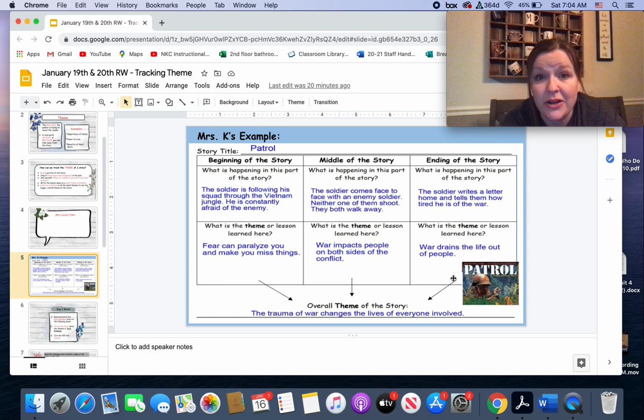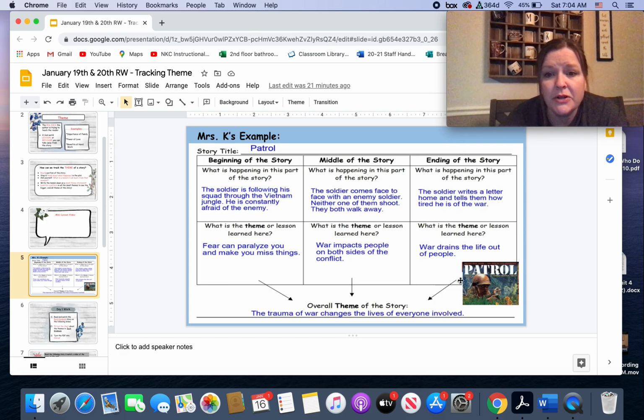Because you're so tired. It takes your emotional strength, your physical strength. You're missing your family. It's very traumatic for a lot of people. They have a hard time getting over what they've seen in war, even when they come home. So it just drains the life out of people.